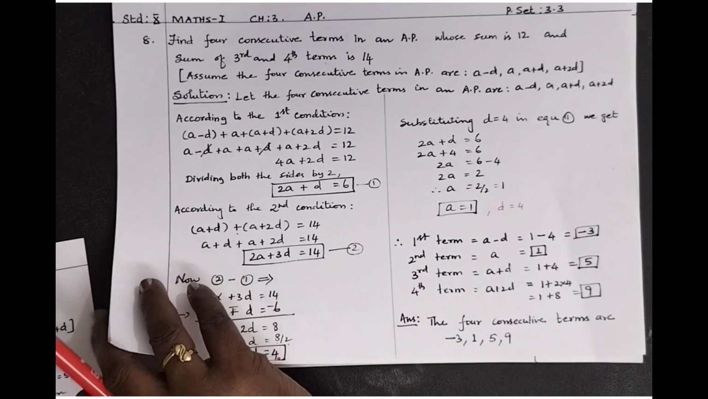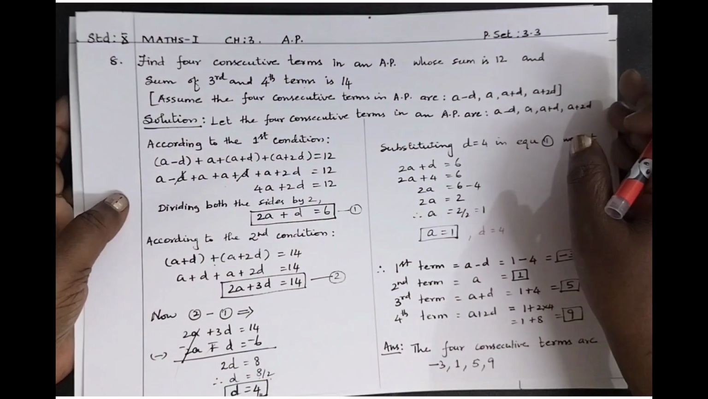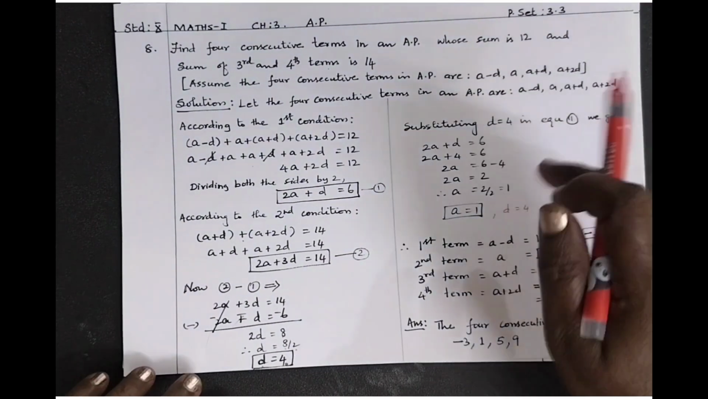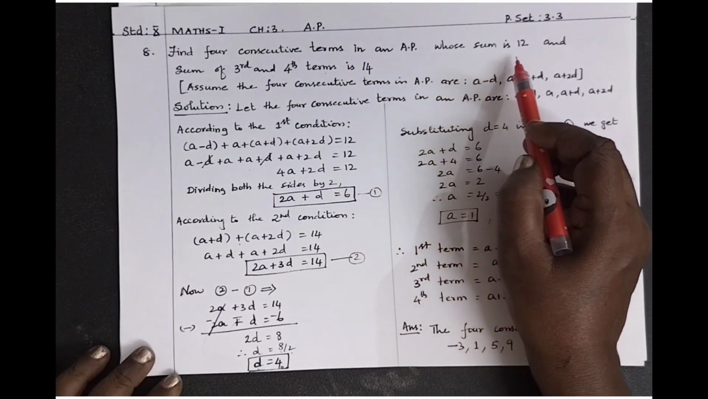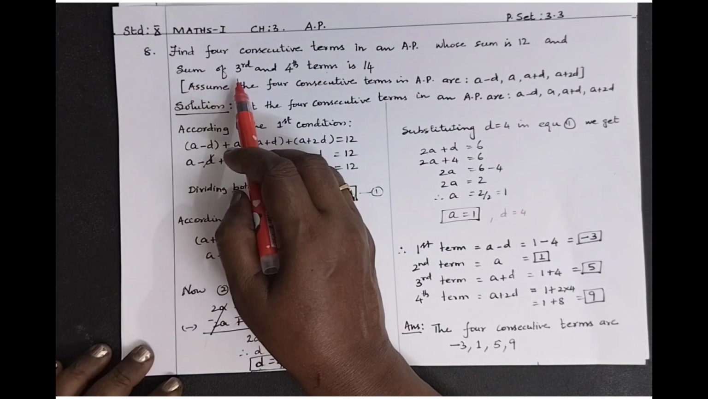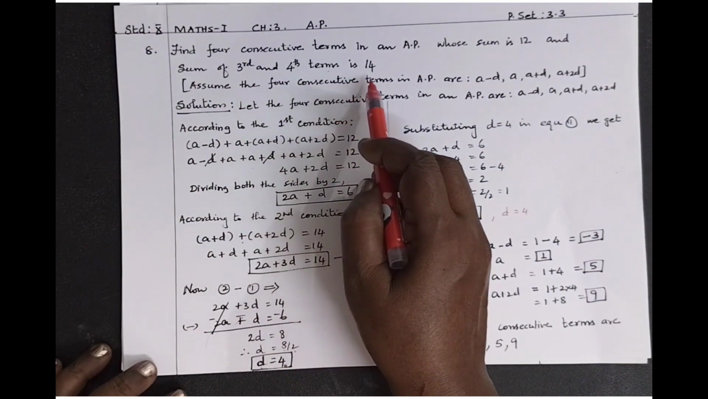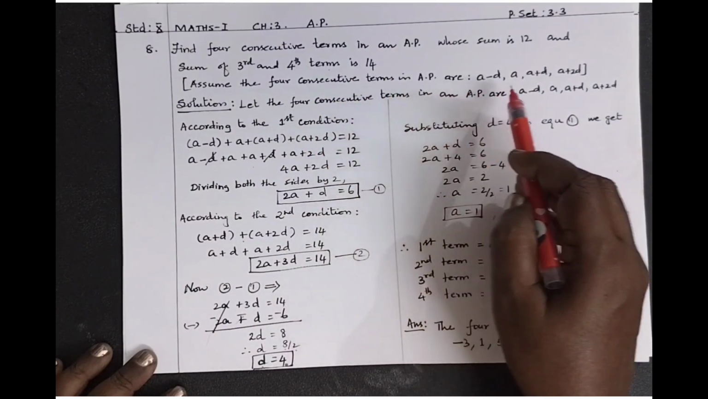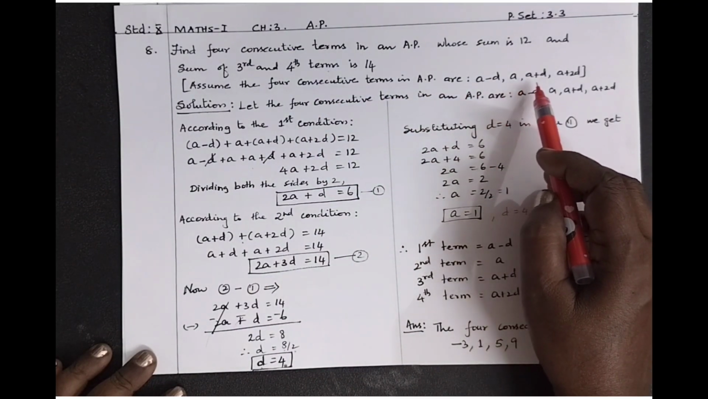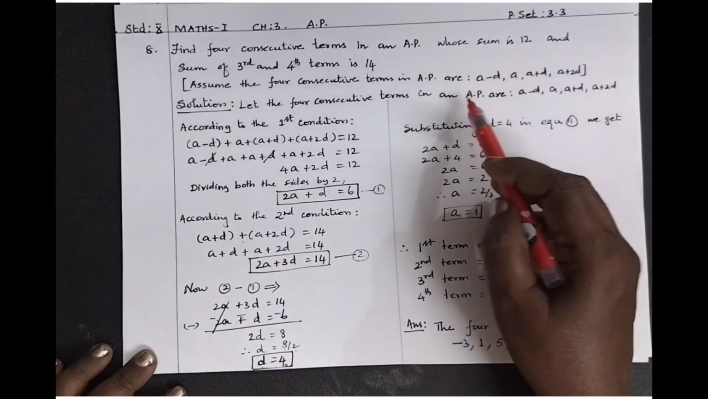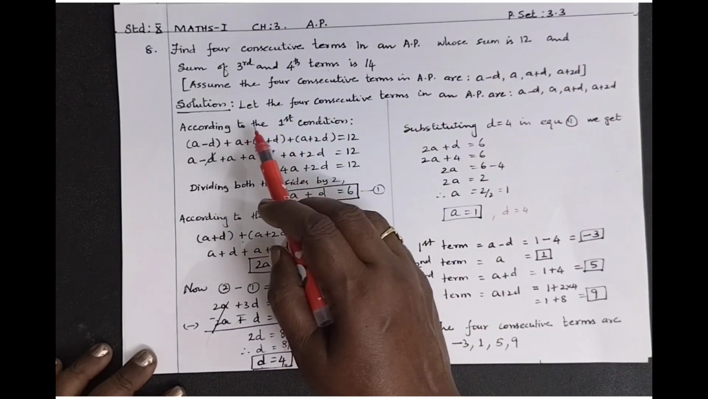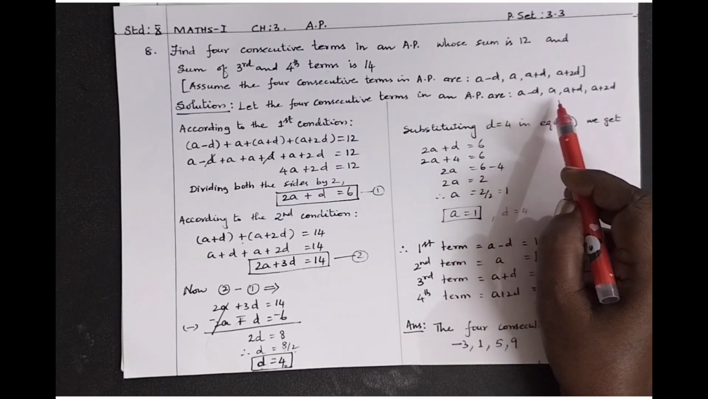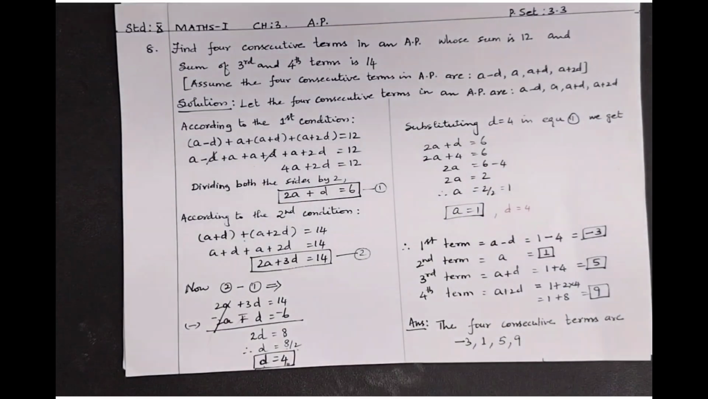Now, next 8th question. Find 4 consecutive terms in an AP whose sum is 12 and sum of third and fourth terms is 14. Assume the 4 consecutive terms as a minus 3d, a minus d, a plus d and a plus 3d. This is also given for us. So, let us take these 4 consecutive terms as a minus d, a plus d and a plus 2d.